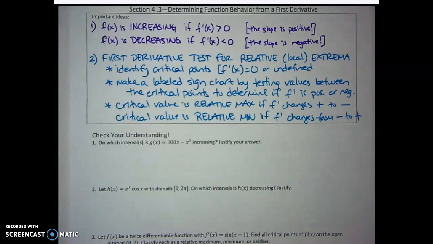And then you can determine whether the critical value is a relative max. If f prime changes from positive to negative, that's going to be a peak. Or if it's a relative min, f prime changes from negative to positive, it will be a valley. Let's do a couple problems and make sure we got this.